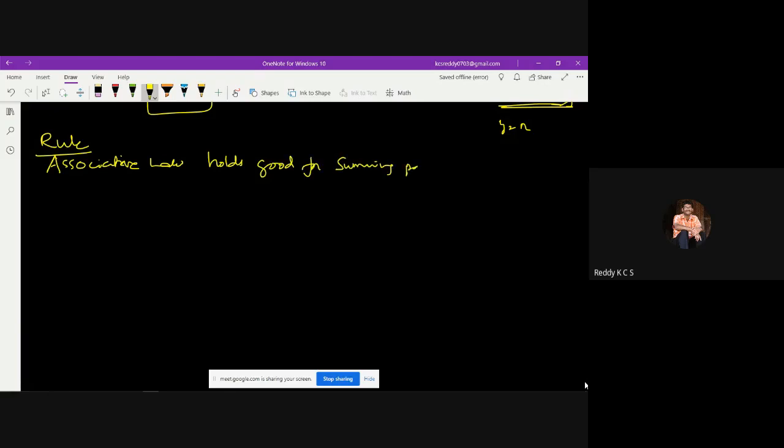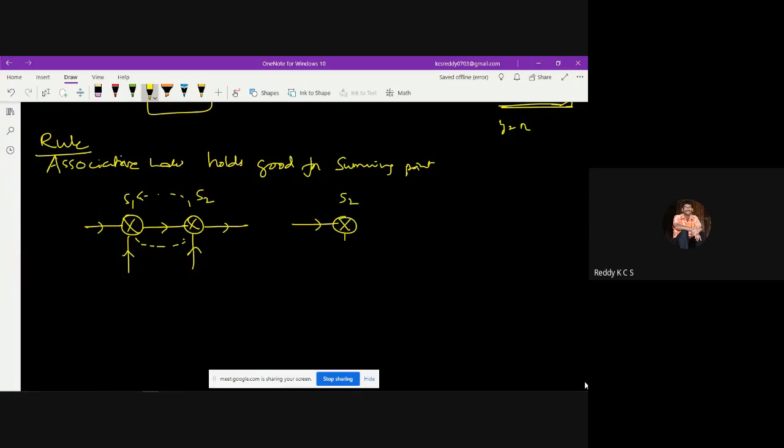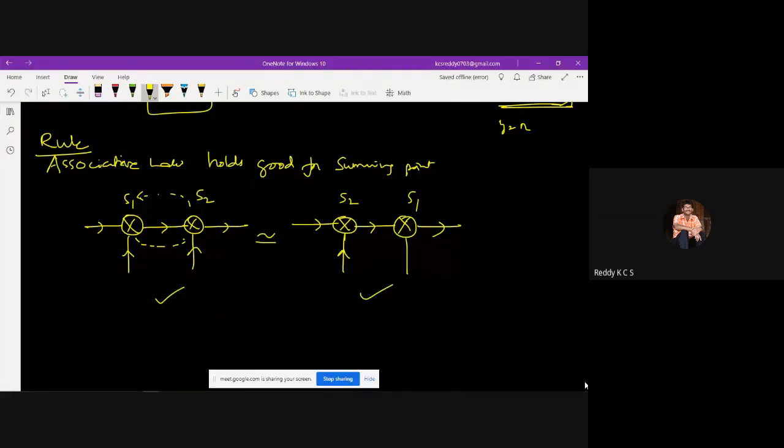What does that mean? Associative: A plus B is equal to B plus A, right? That we can say is the additive associative law, and the multiplicative associative law, A into B is equal to B into A. If I reverse, say this is summing point 1 and this is summing point 2, and I interchange them, S2 here and S1 here, I can interchange these two summing points, and this is equivalent without any effect. That's what associative law holds good.